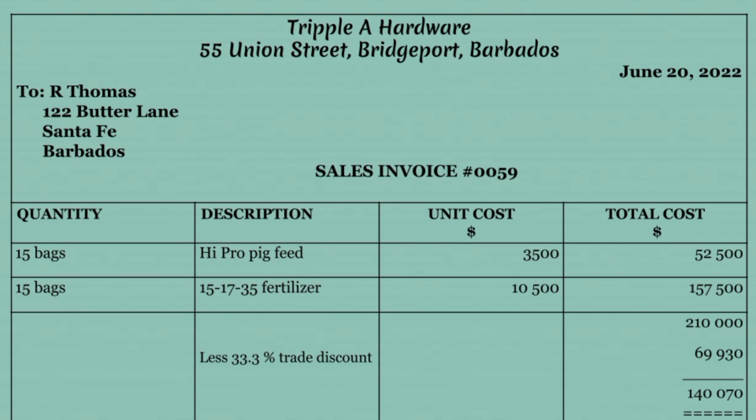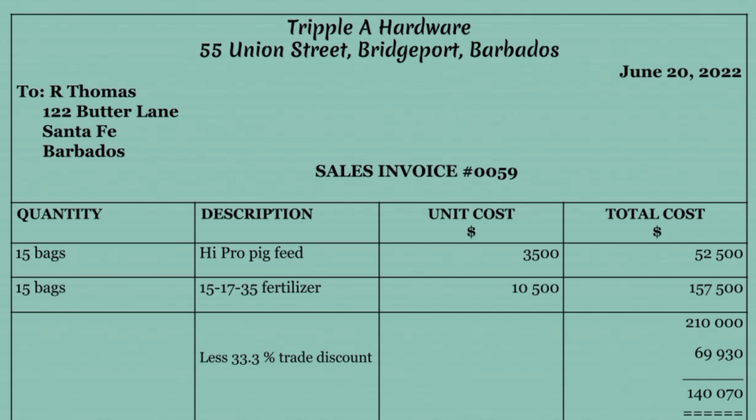We allow Thomas a discount of 33 1/3%. This works out to $69,930. Taking $69,930 from $210,000 leaves $140,070.